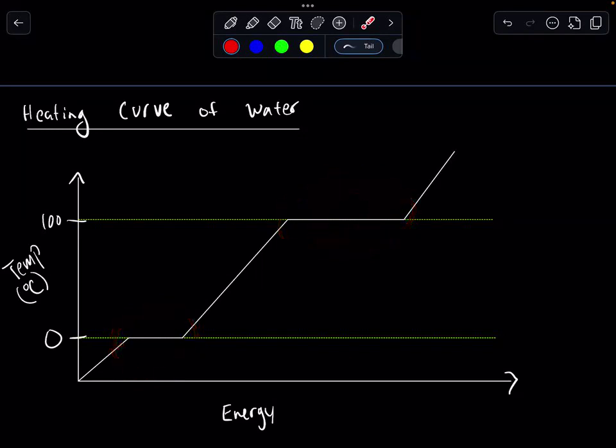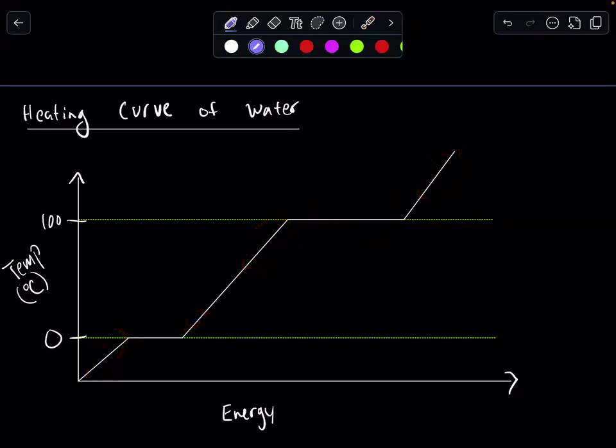The other thing you might notice is the length. I have made the distance of the flat region at boiling to be much longer than the distance at melting. And that represents a larger energy required to turn something from liquid to gas than from solid to liquid.